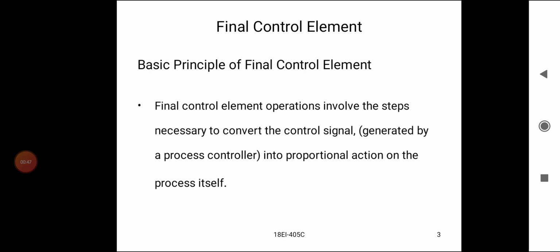is that final control element operations involve the steps necessary to convert a control signal generated by the process controller into proportional action on the process itself. So, final control element operations involve the steps necessary to convert the control signal generated by the process controller into proportional action on the process itself.